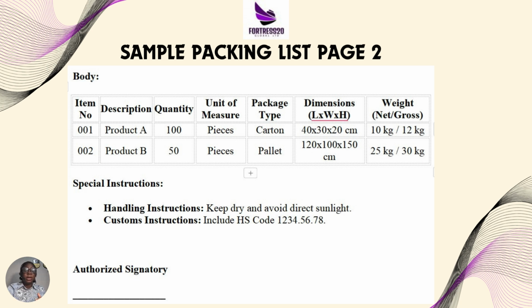Then we talked about special instructions. Handling instructions: keep dry and avoid direct sunlight. Customs instructions: include HS code. Put the particular HS code that you want to be included. Then there's a space for the authorized signatory.